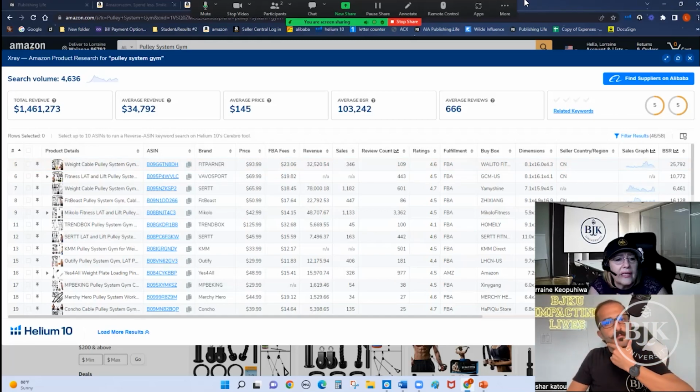So the keyword is what I might be typing in today, you might be typing in tomorrow, and my neighbor might be typing in later on today. If all 3 of us are typing in pulley system gym, that's a keyword and it's going to bring up my product. What's the number of search volume that we need to make sure is there?